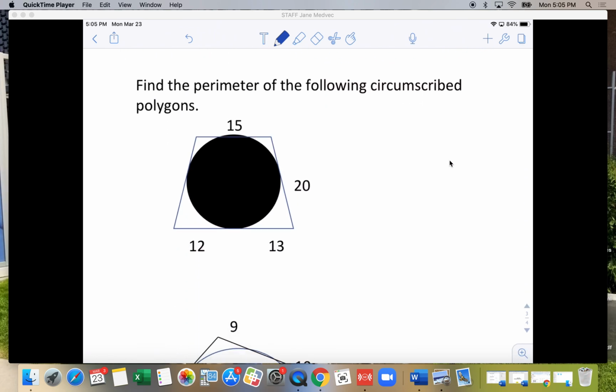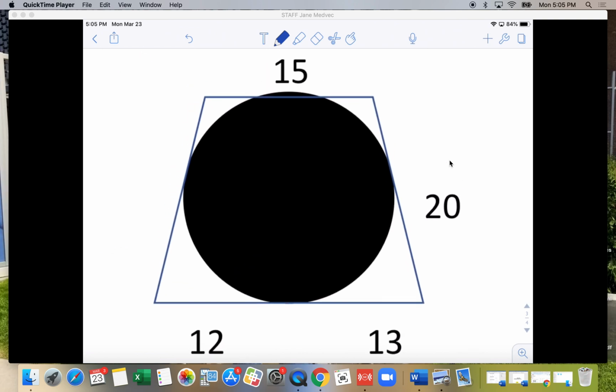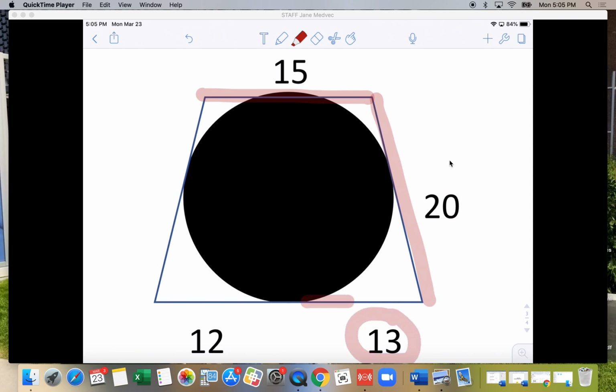So you're going to notice that the word circumscribed is in this problem. It says, find the perimeter of the following circumscribed polygons. So to do this, you're going to notice that this line segment right here is 15. This line segment here is 20. And I've got some pieces. I've got a 13, which is the distance from here to here. And I got a 12, which is the distance from here to here. But I'm not sure about this side. I don't quite know how long it is.